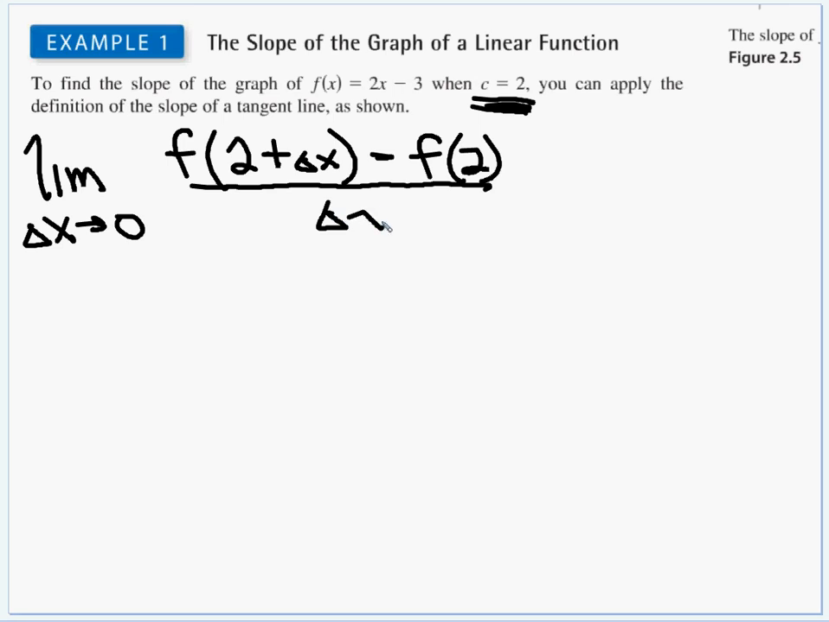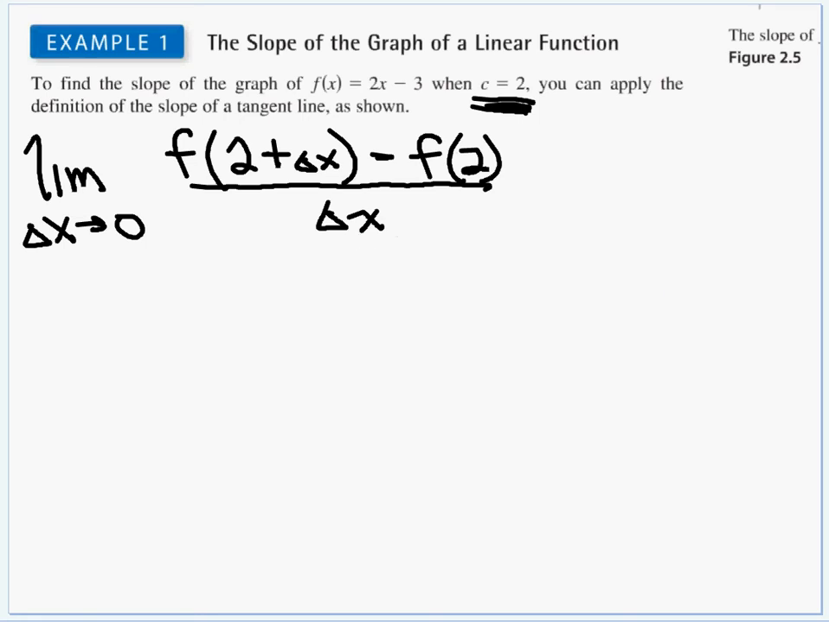over delta x. Okay, I always said when we encounter a limit, try direct substitution first. If we plug in 0 for delta x, our numerator is f of 2 minus f of 2. That will be 0. Our denominator, we plug the 0 right in. So we do get the indeterminate form 0 over 0.